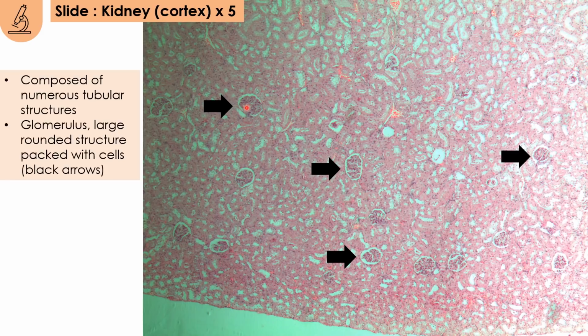So these are the glomeruli. This is a glomerulus. You can see it's quite prominent. It's quite different from the rest, which is tubular structure. This one is large, a rounded structure. So we want to focus on this glomerulus. Now we focus on this part.